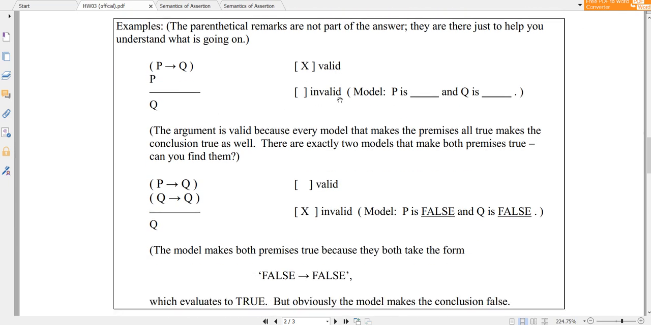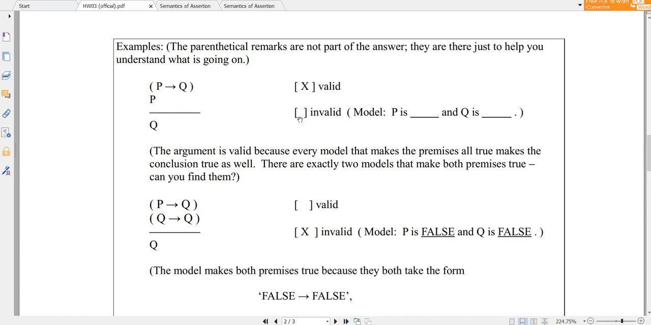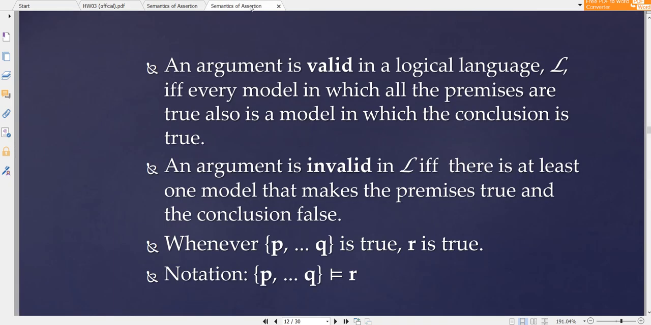Okay, what you do is you try to determine whether or not the argument is invalid. And if it's not, well, then it's valid. Now, we've gone over this ad nauseam as of late. But if you'll remember, an argument is valid in the logical language L if and only if every model in which all the premises are true is also one in which the conclusion is true. An argument is invalid in L if there is at least one model that makes the premises true and the conclusion false.